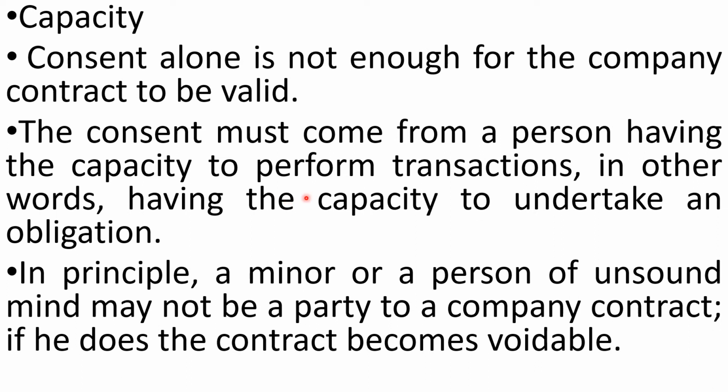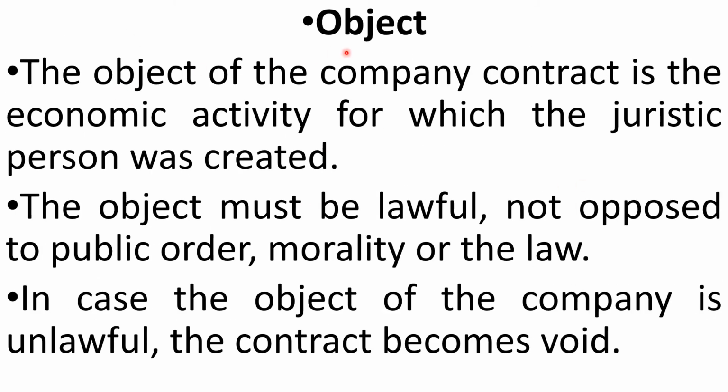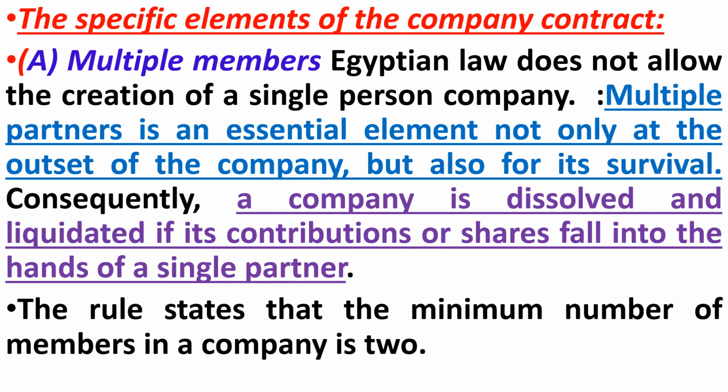Capacity means that each member has reached 21. And if anyone is under 21, they should have permission from the court. Okay? The object of the contract between the members should be legal, or not against public policy. Now we are talking about the specific elements of the company. We finished the general elements: consent, cause, and object. Now we are talking about the specific elements.